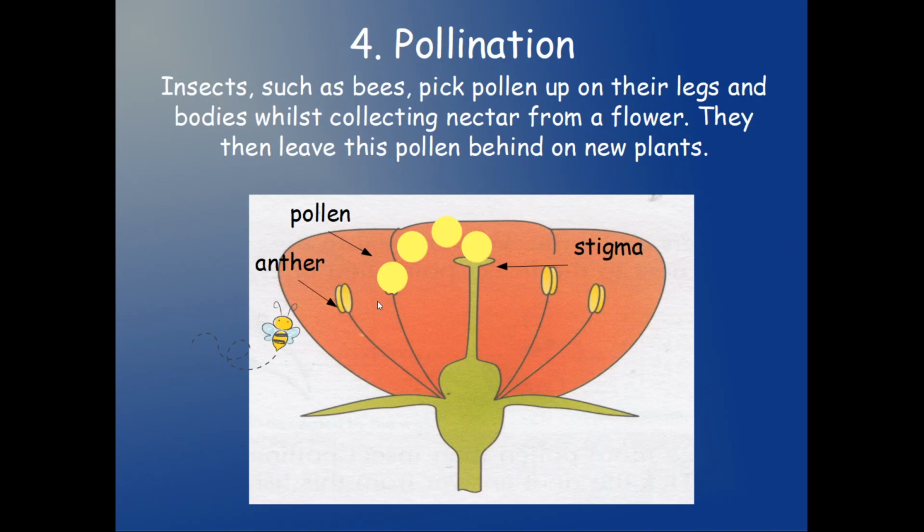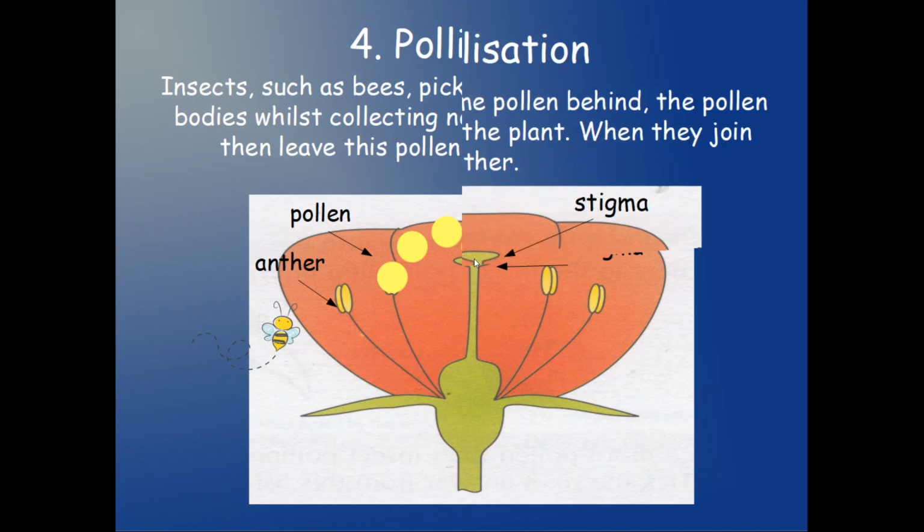What do I mean? The pollen is on the anther of the plants, and the bee comes here because there's nectar around, so nice, so yummy. Then pollen is going to get stuck on the bee, and when the bee goes to a new plant, oh, a new plant, more nectar, this pollen is going to get stuck on the stigma. This is the pollination.